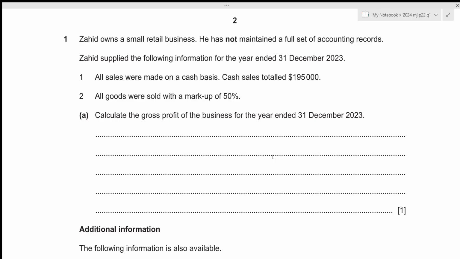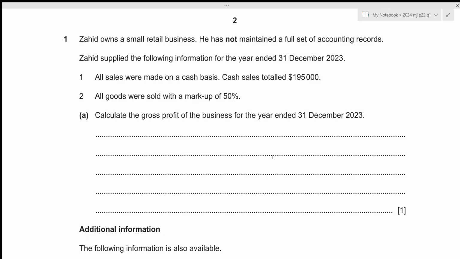And in this video, we'll be going over A-Level Accounting 2024 May-June Paper 2-2 question number 1. This is paper 2, which consists of 4 questions. 2 of them will be of 30 marks and 2 of them will be of 15 marks. And the total time limit for this paper is 1 hour and 45 minutes.